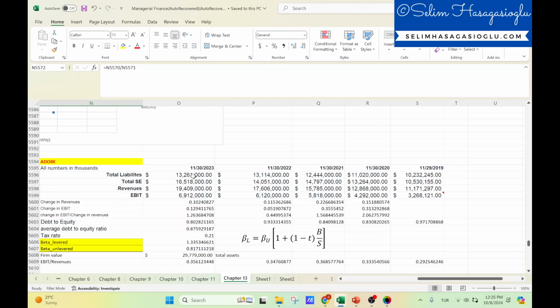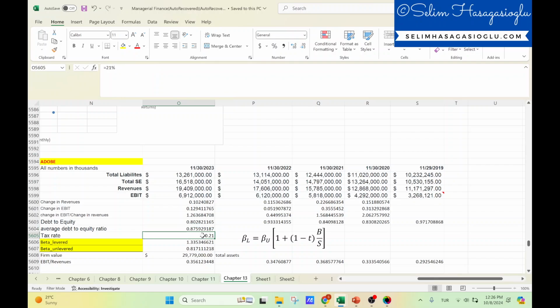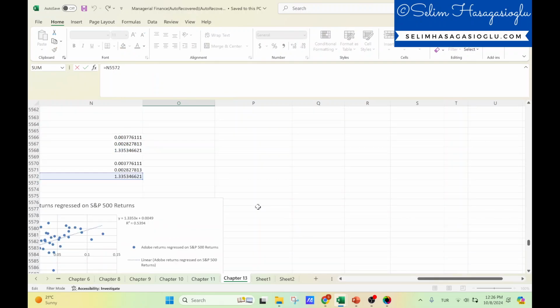So total liabilities, total stockholders' equity, book values, revenues, and EBIT. Revenues and EBIT will only be used to approximate the operating leverage of the company. So change in revenues, change in EBIT, change in EBIT divided by change in revenues. This is the operating leverage. Again, it varies across the years, but it seems to be a little bit stable. And for the debt to equity ratio, as we did before, total liabilities divided by total stockholders' equity. It is also somewhat stable, and we take the average of these values to get the average debt to equity ratio. Tax rate was 21%, and levered beta was already calculated.